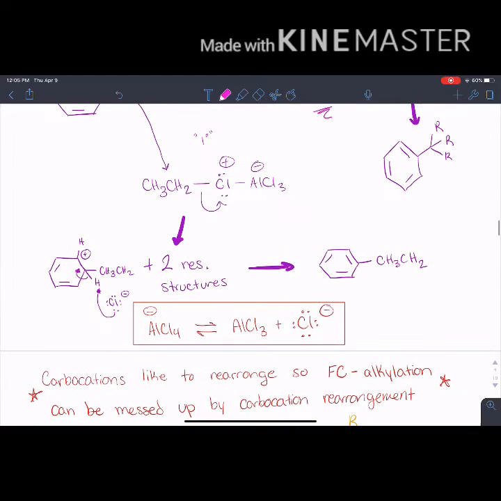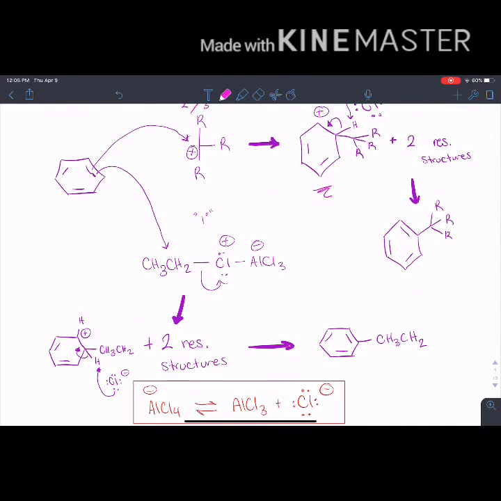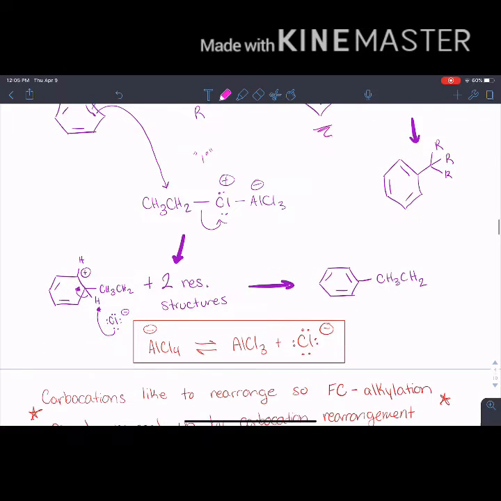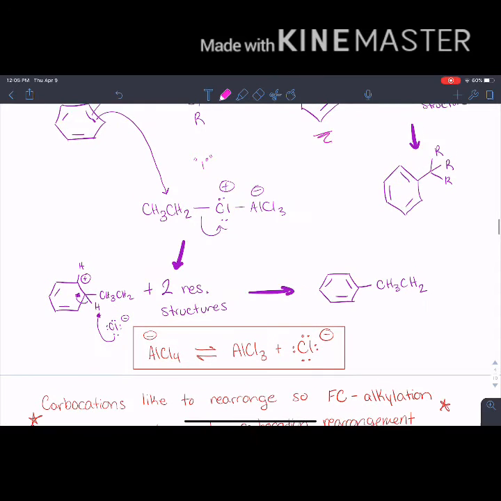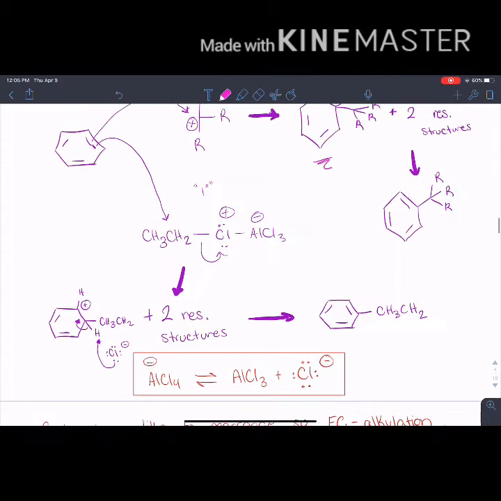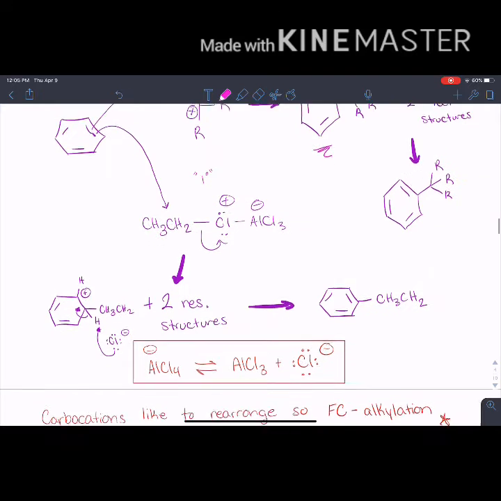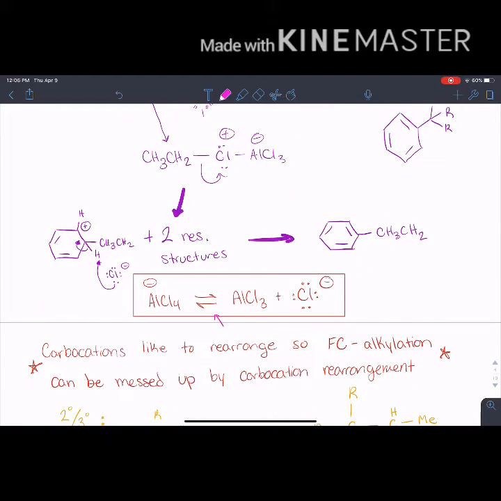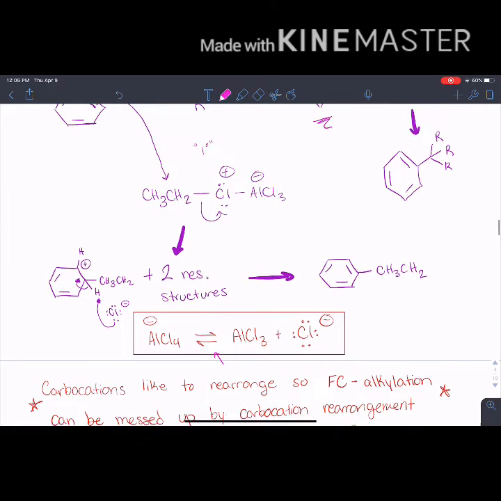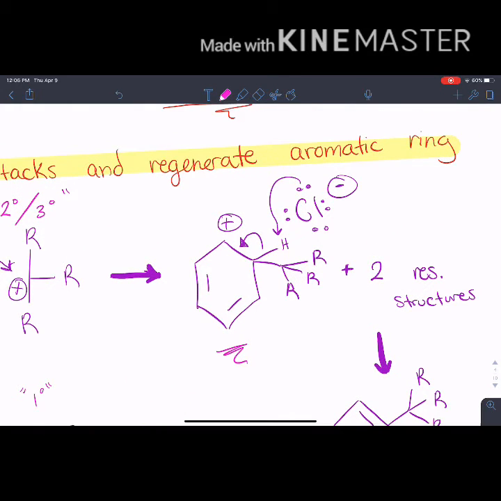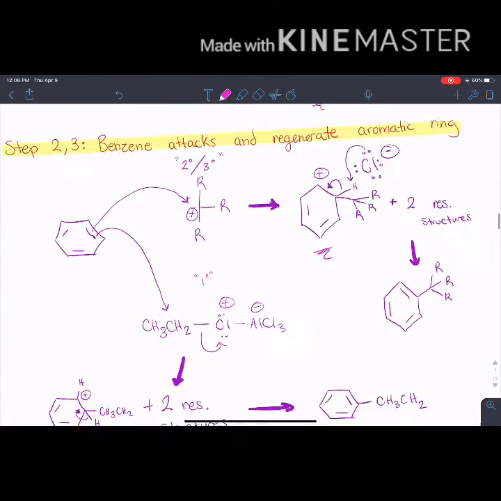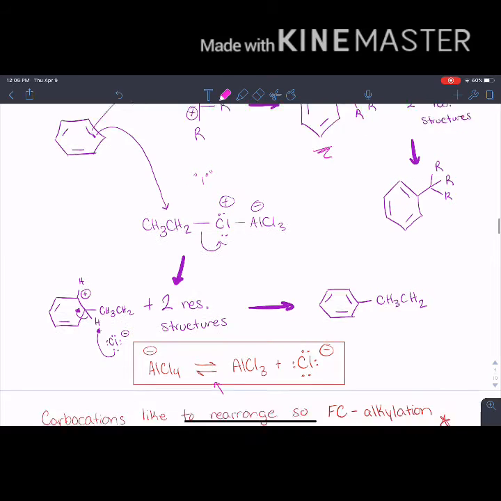Remember that there are 2 more resonance structures per carbocation, so in total 3. So watch out for that. AlCl4- is in an equilibrium, it goes back and forth, as we see right here, between AlCl3 and chloride. Just in case you want to prove to yourself why we have this Cl- coming back to attack this hydrogen right here, that is possible because of this equilibrium reaction going on, okay?